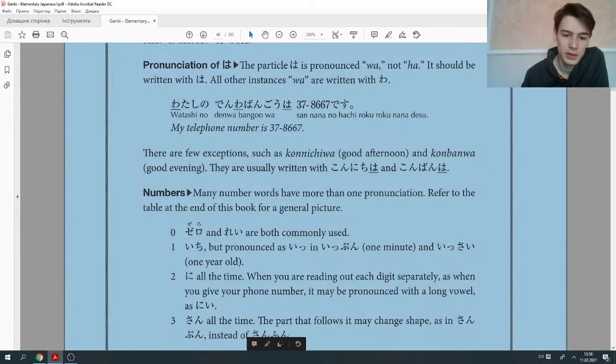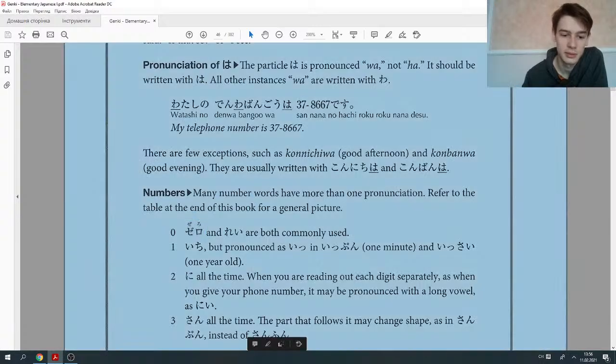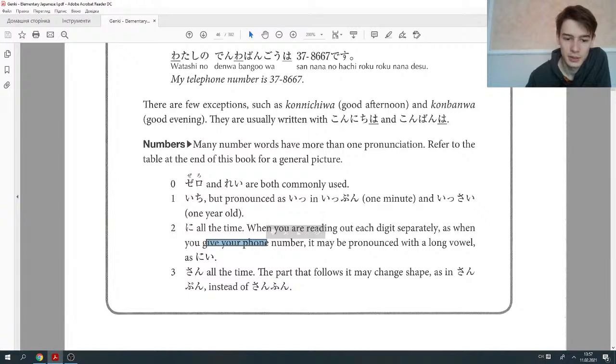So 0 can be zero and rei, both commonly used. Well, zero is easier, definitely. Ichi, but also pronounced as ippon, ippun, and issai. By the way, this small tsu indicates that we pronounce the following consonant doubled. Ni, all the time when you're reading, is a long vowel. When you give a number, you can say ni. San, all the time, san, pun, san, fun. All the following about the word.